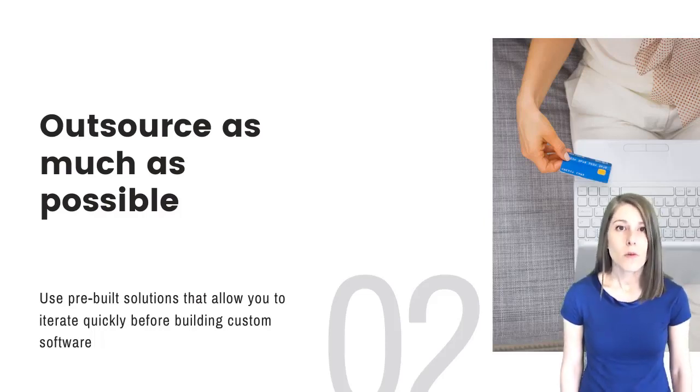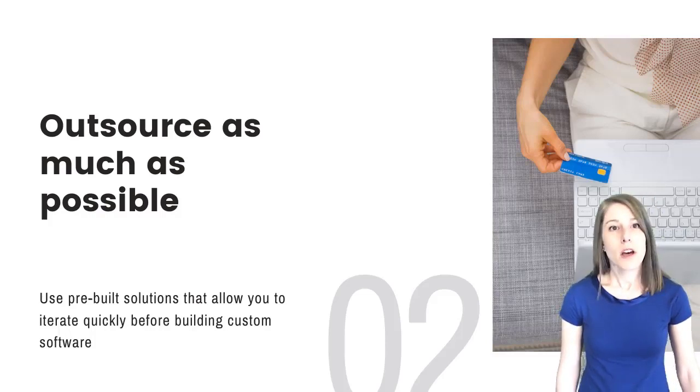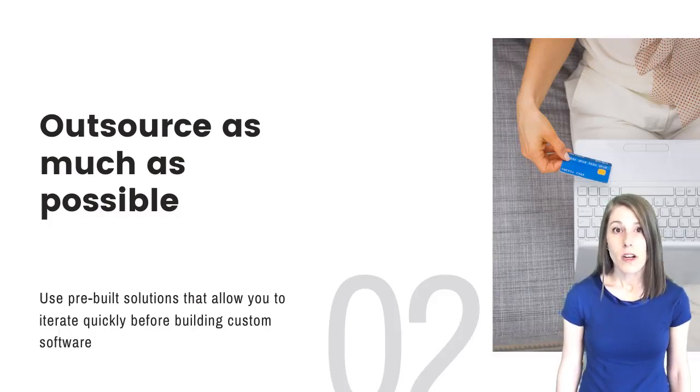The exception is for whatever your competitive advantage is. So if your product is some software that does something no one else does, then yes, build that in-house. But everything else, outsource. Eventually you can build custom, but that's after you know you're building the right thing.